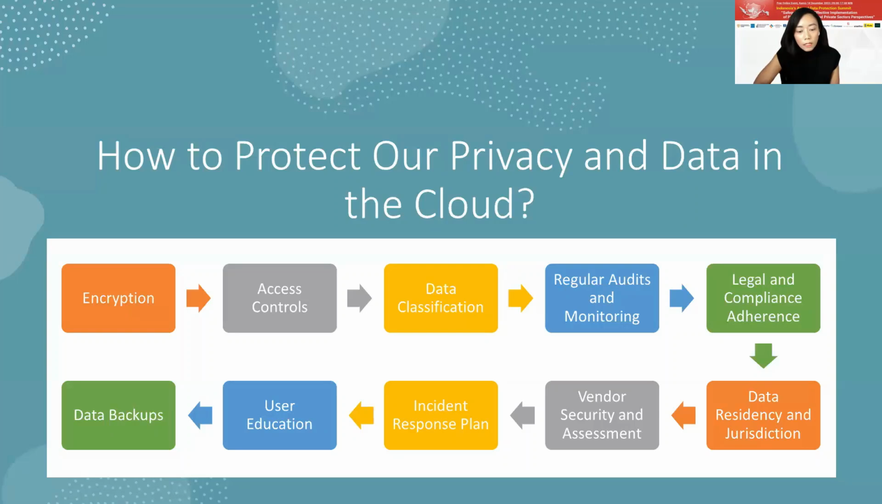Yeah. So there are at least 10 measures important to data privacy and protection. Again, I will walk you through one by one. Number 1 is encryption. Encryption is key. We need to implement robust encryption mechanisms for data, both in transit and at rest within the cloud. This will ensure even if unauthorized access occurs, the data remains indecipherable.